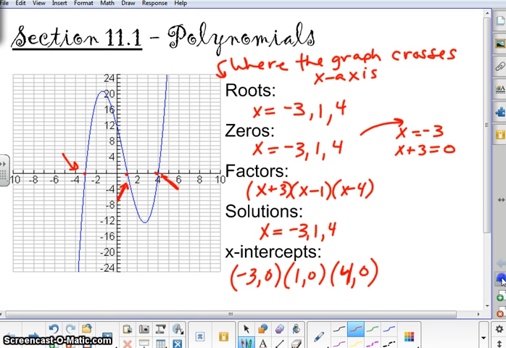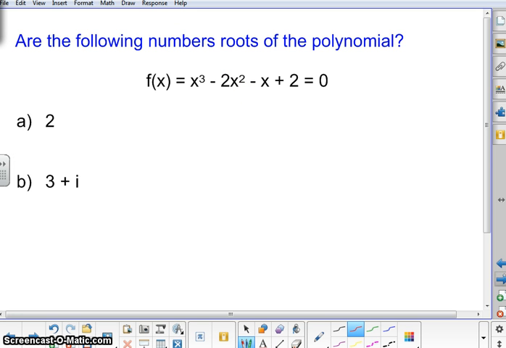All right, let's go to the first example. Okay, and in this example, it's asking what are the roots. So again, where does this graph cross the x-axis? Is 2 a place where it crosses the x-axis? Okay, so that's really the question here.